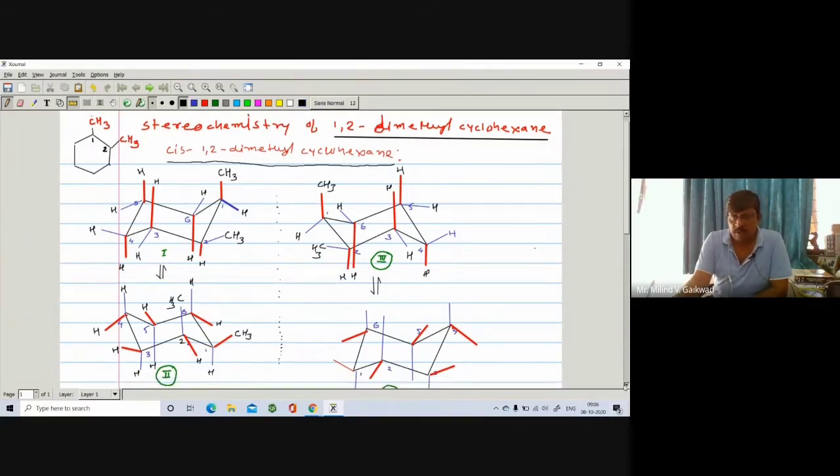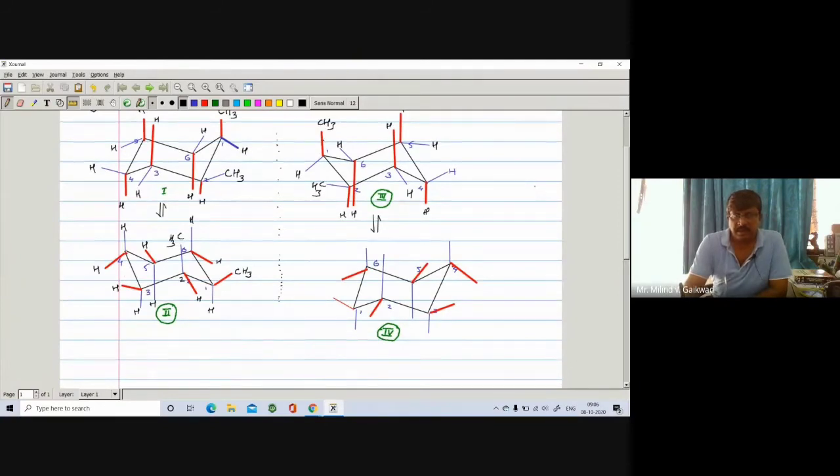Similarly, we have to draw its ring flipping. It was axial, it becomes equatorial. So here CH3 on carbon number 1, and on carbon number 2, equatorial becomes axial. We have to write here CH3. Only writing the structure takes time; the remaining part is very easy. So in this way, you have to write the structure.